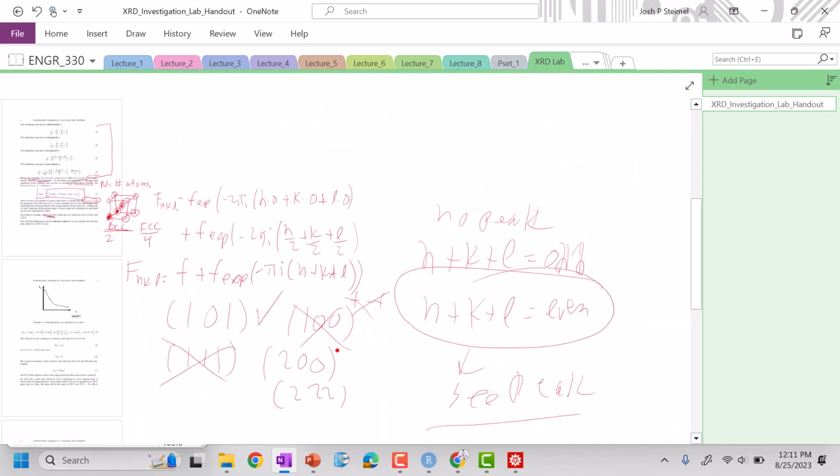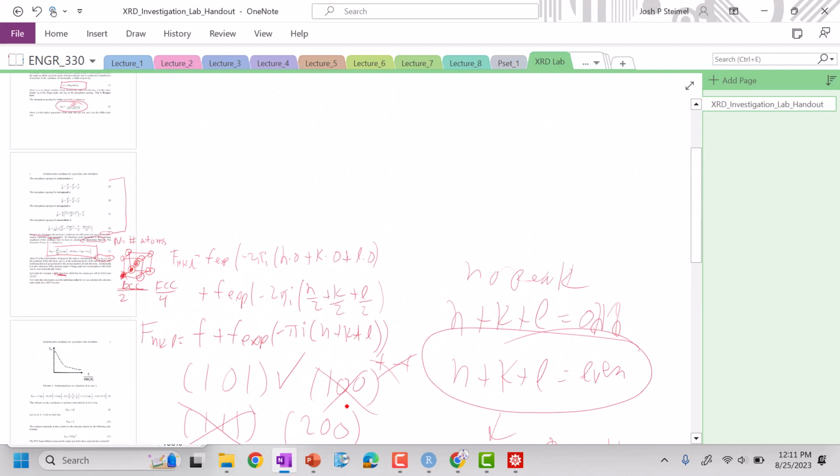How would this change if we have an FCC structure? Well, in FCC, we know our number of atoms is going to be 4. And we can draw our picture like this.